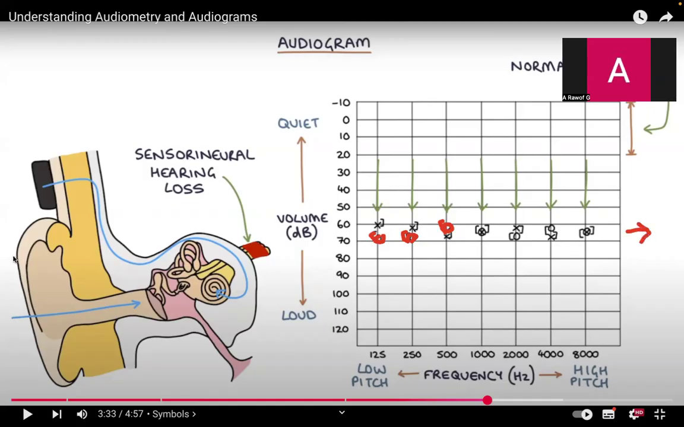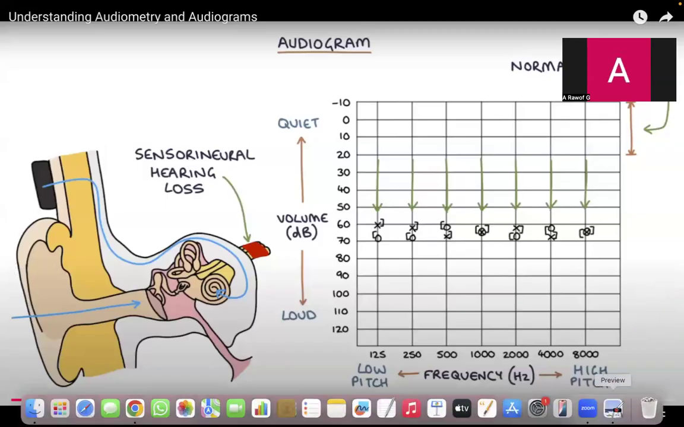And even if there is a difference between bone conduction and air conduction and it is less than 15 decibels, it is considered as sensory neural hearing loss. If there is a difference between air conduction and bone conduction more than 15 decibels, then it is mixed hearing loss, which I will be showing you shortly.